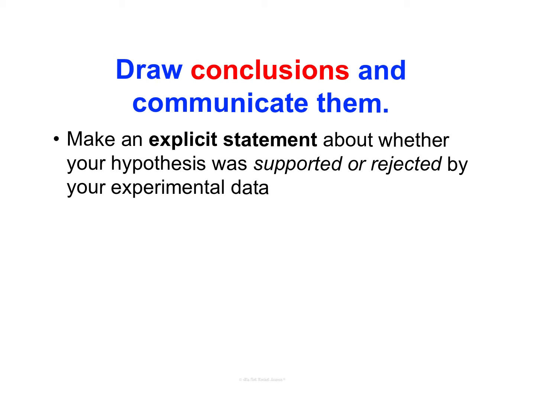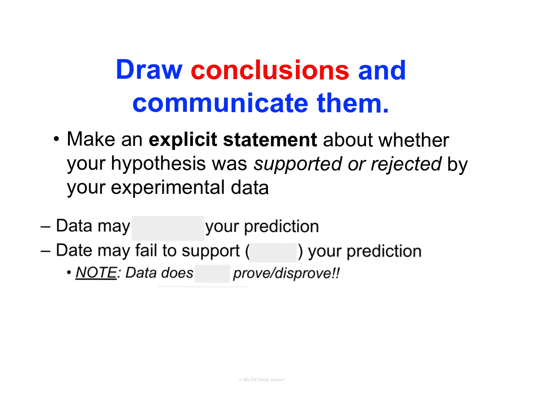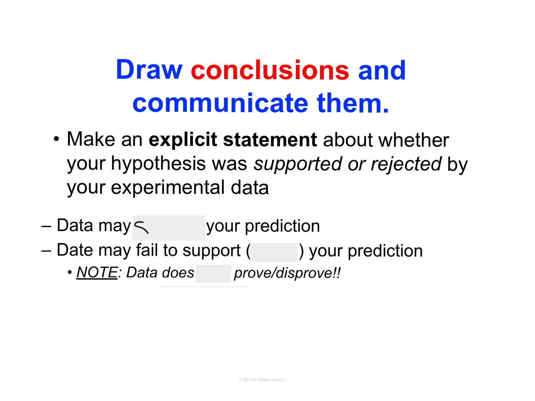After analyzing our data, we can finally draw conclusions and communicate about them. So here we want to make an explicit statement about whether your hypothesis was supported or rejected by your experimental data. We use key words here and say that your data may support your prediction, or we can say that your data may fail to support or reject your prediction. But notice, data does not prove or disprove. Those are words we do not use.